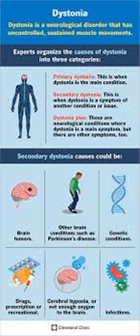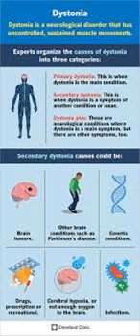Segmental dystonia involves two or more adjacent body parts. For example, both the neck and shoulders may be affected. Generalized dystonia affects multiple parts of the body, often starting in one area and spreading to others.